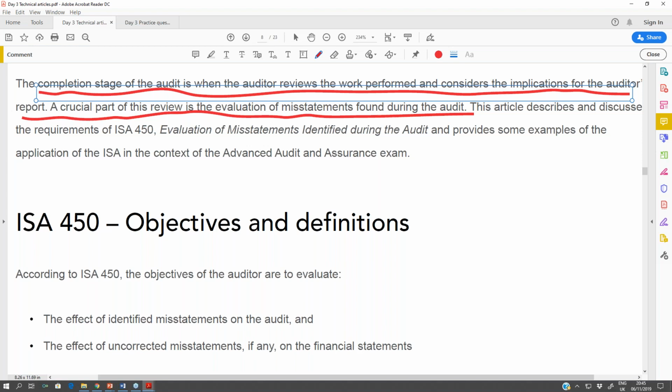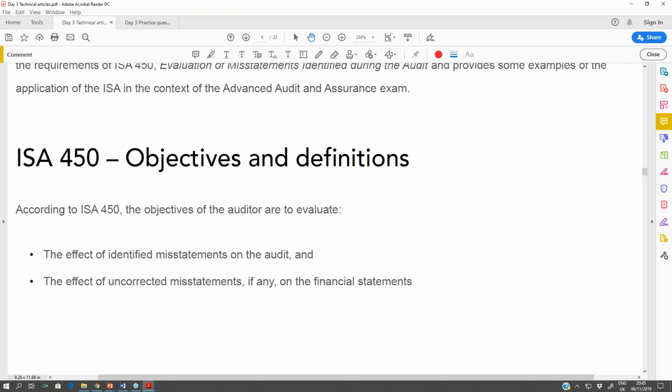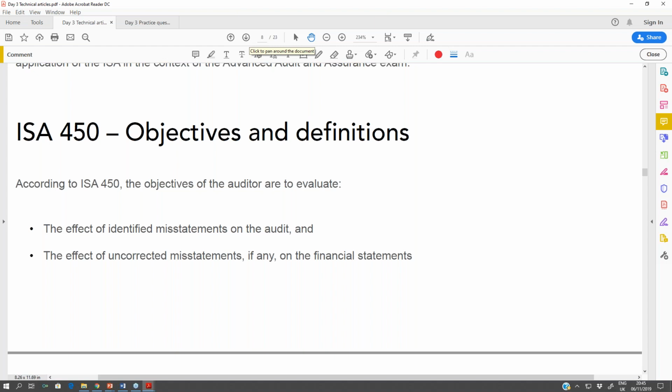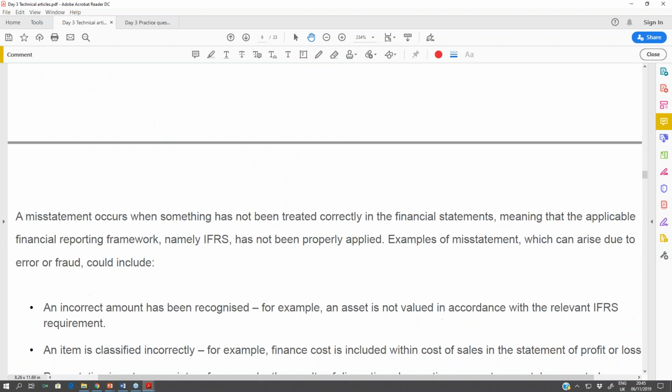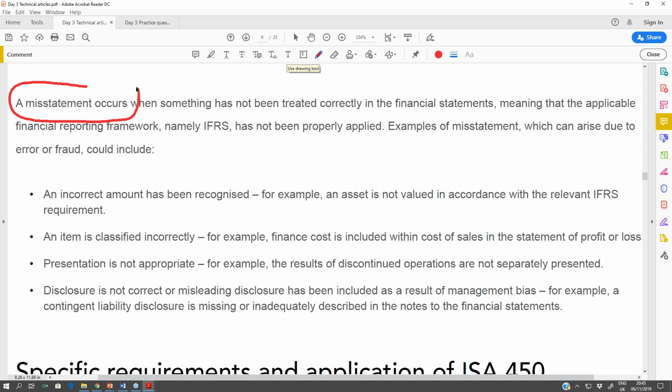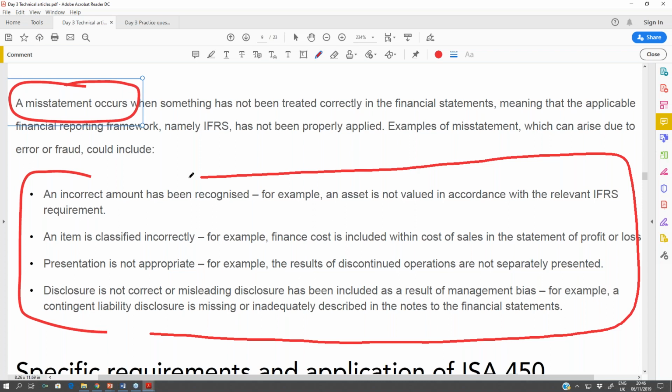Then the examiner tells you about ISA 450, which is the ISA that deals with evaluation of misstatements. You can scroll down and read ISA 450 so you have knowledge of it. And then it gives you examples of misstatements. A misstatement occurs, and the examiner has given you so many examples. So a misstatement is not just a debit and credit, right? The examiner is saying when something is classified incorrectly, that is also a misstatement.